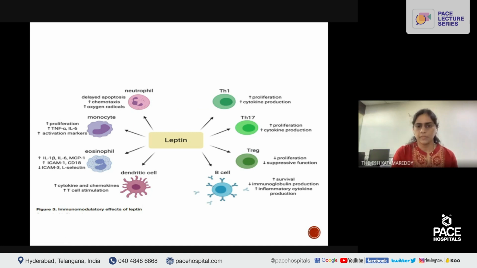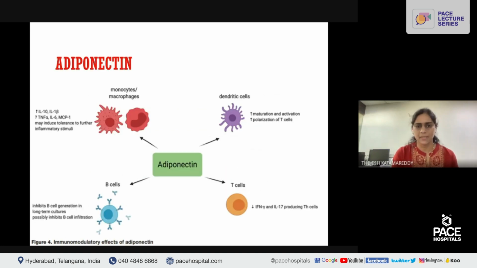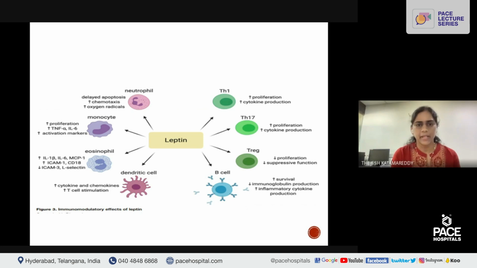Coming to the most studied adipokines, leptin and adiponectin. Leptin acts on neutrophils, T helper cells, B cells, dendritic cells, and all these cells, and they help in processes like increased proliferation, increased cytokines, and decreased proliferation of suppressive functions. So it is pro-inflammatory. These levels are increased in metabolic syndrome.